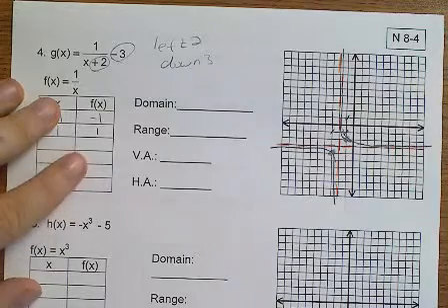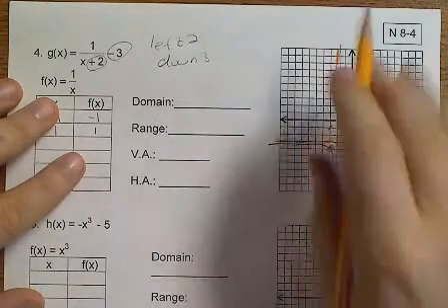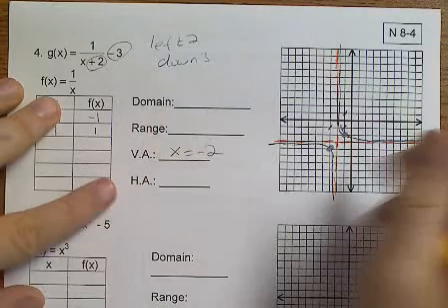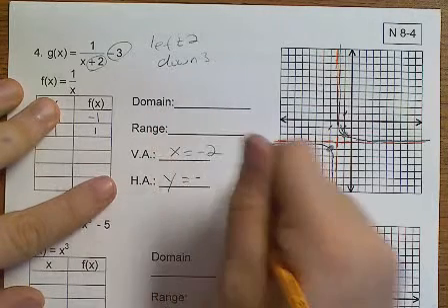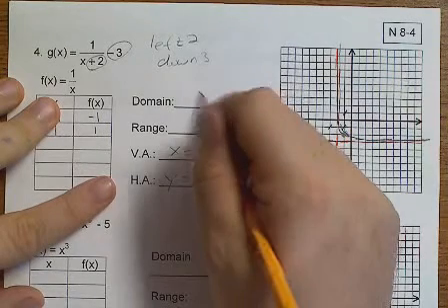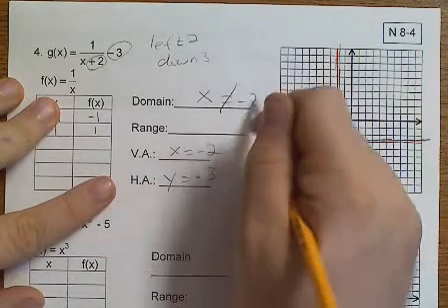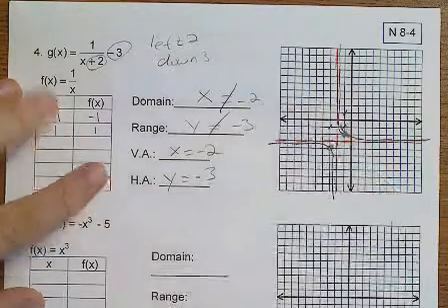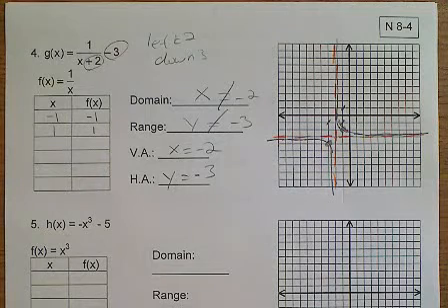Our vertical asymptote is at -2. A horizontal is at y equals -3. So our domain, x cannot equal -2, and y cannot equal -3. It's very important that you mark your asymptotes. It tells you how you're going to go about doing this.